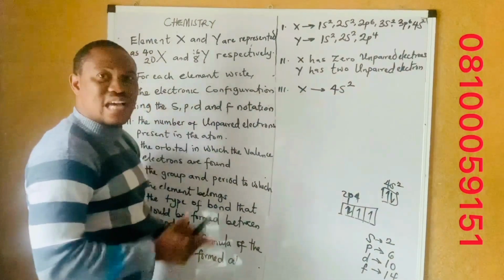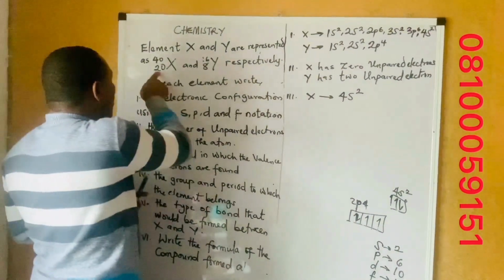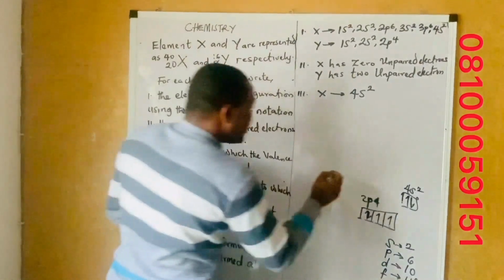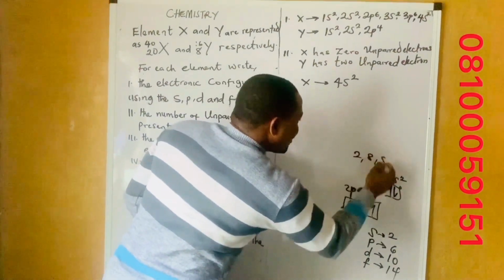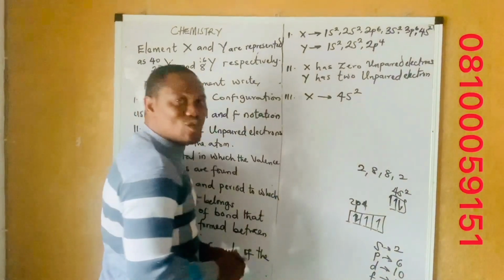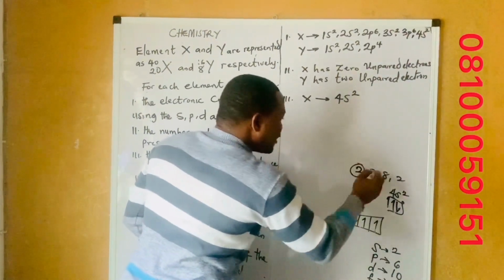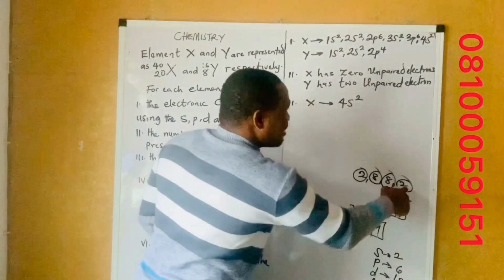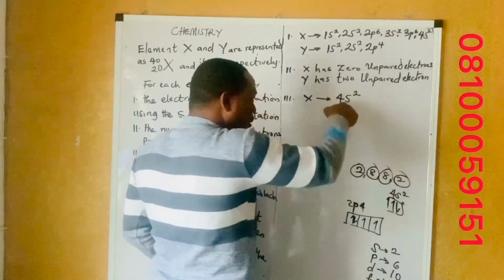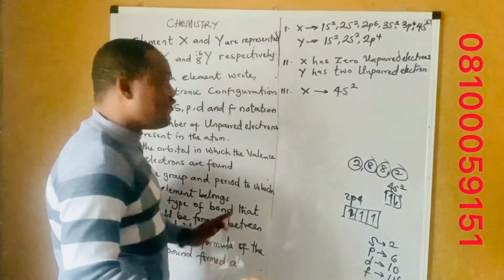Can we prove that? Yes, we can still prove that with, don't forget, our 20. If you do the electron shell arrangement, we are going to have 2, 8, 8, 2. Do you still remember this? So you have 2 in the first shell, 8 in the second shell, 8 in the third one, and this is the last shell. So these 2 electrons will be the valence electrons. Very, very clear.